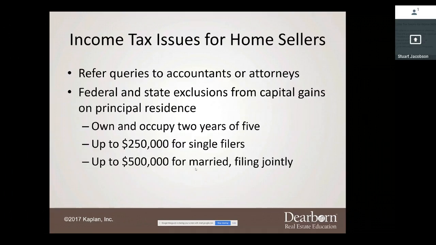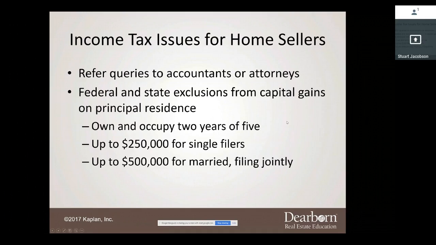Now, income tax issues. So here's what I'm going to do. It says refer all queries to accountants or attorneys. I think that's very prudent advice in this one. But let's talk about capital gains exclusions. Who's excluded for capital gains? If you own and occupy the home for 2 years out of the last five before selling it, you can have up to $250,000 excluded from capital gains, or up to $500,000 for married filing jointly.